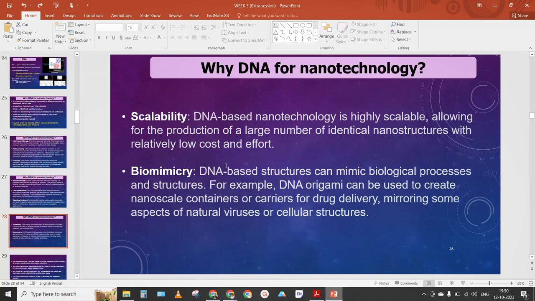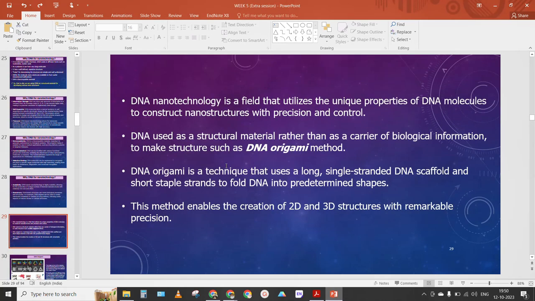The next major factor is scalability. DNA-based nanotechnology is highly scalable, allowing for the production of a large number of identical nanostructures with relatively low cost and low effort. Then the last is biomimicry. DNA-based structures can mimic biological processes and structures. For example, DNA origami can be used to create nanoscale containers or carriers for drug delivery, mirroring some aspects of natural viruses or cellular structures. DNA nanotechnology is a field that utilizes the unique properties of DNA molecules to construct nanostructures with precision and control.